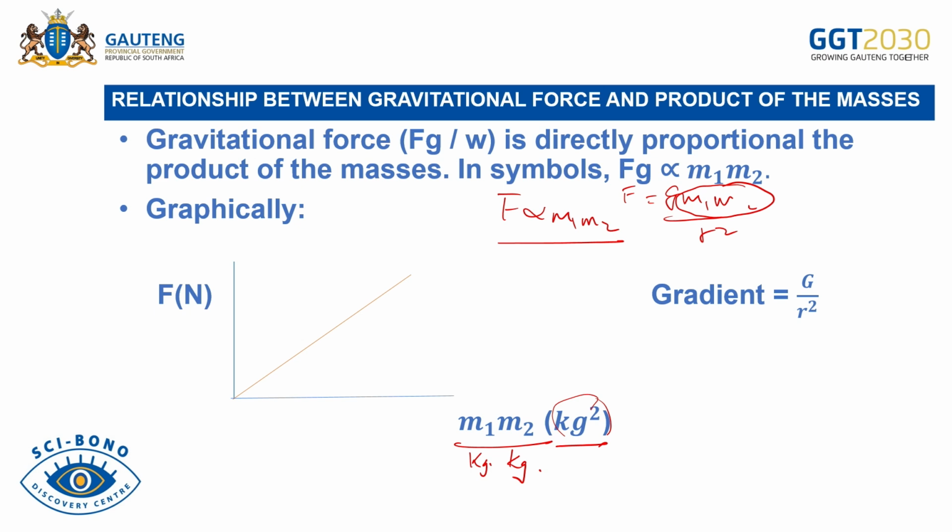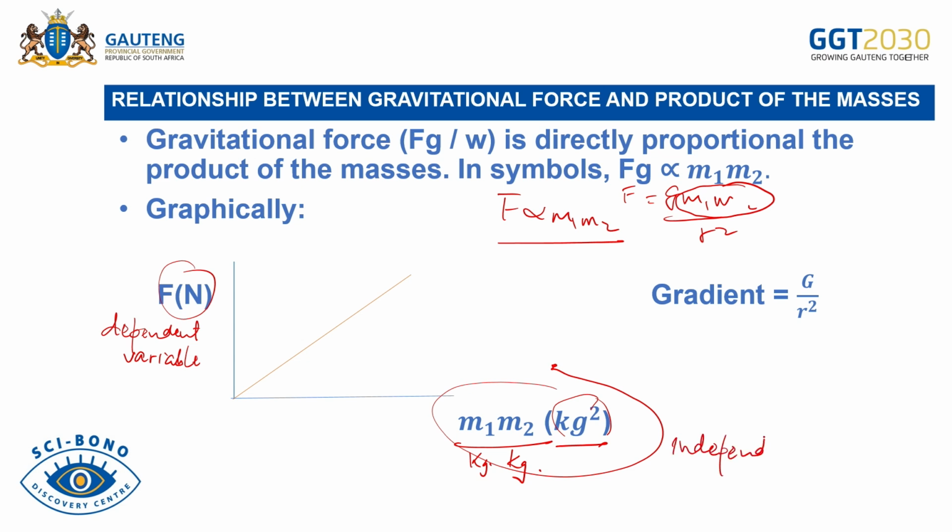So gravitational force is directly proportional to the product of the masses, which means that when you increase the product of the masses, the gravitational force also increases. So your gravitational force depends on the product of the masses. Very, very important, okay? So this is your dependent variable, which is the gravitational force or force. This is the independent variable.